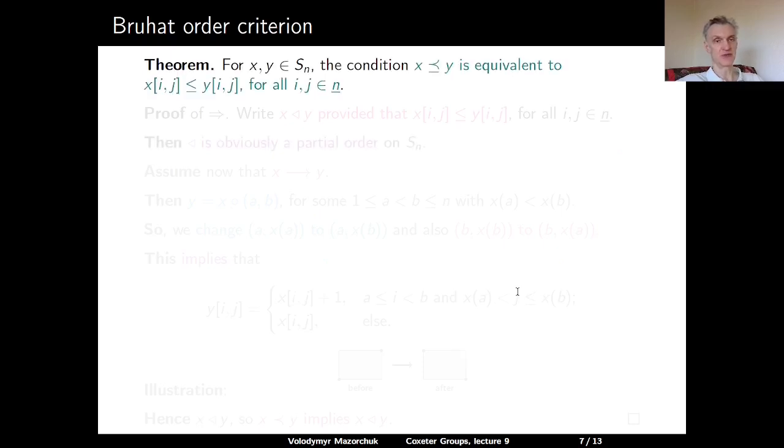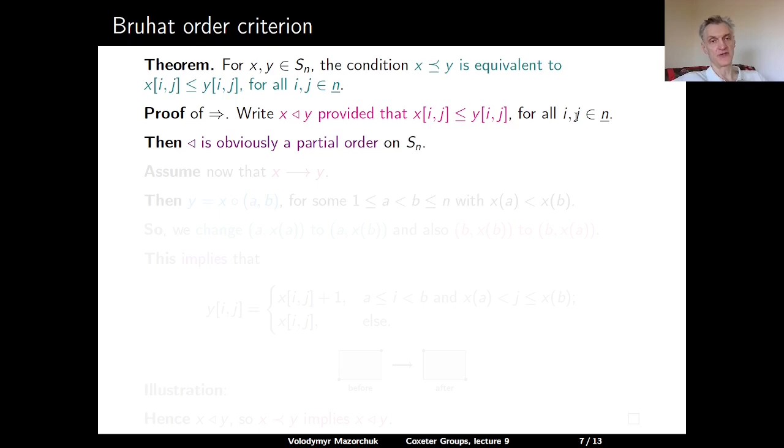Now we can formulate our main result, the following theorem. For two elements x and y in S_n, the condition that x is less than or equal to y with respect to the Bruhat order is equivalent to the following condition, that x(i, j) is less than or equal to y(i, j) for all i and j. Proof. Let us start by proving the implication from left to right. Let us denote by x ⊴ y the condition that x(i, j) is less than or equal to y(i, j) for all i and j.